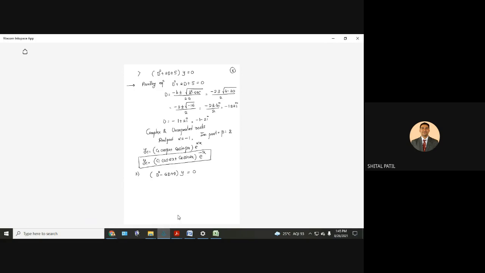Where are we? Here we are. Yes. You might have got the roots. What are the roots? Can I write the roots directly? 3, 3. Okay. Real and repeated.